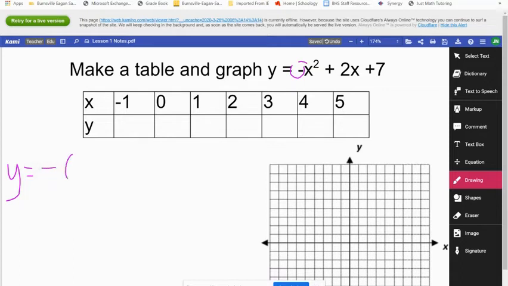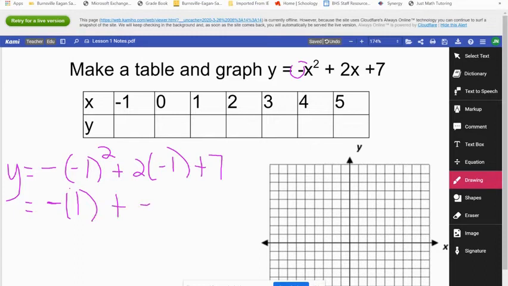So I'm going to do negative parenthesis, -1 squared plus 2 times -1 plus 7. Now remember, I have to square first. So this negative sign is going to stay out front. -1 times -1 is +1. 2 times -1 is -2. So I'm going to get -1 plus -2 is -3. -3 plus 7 is +4.